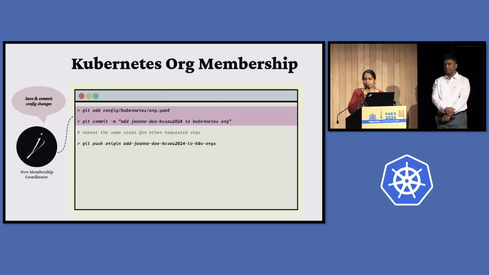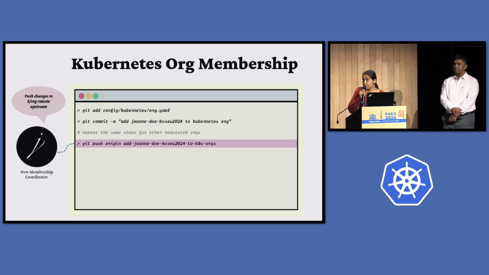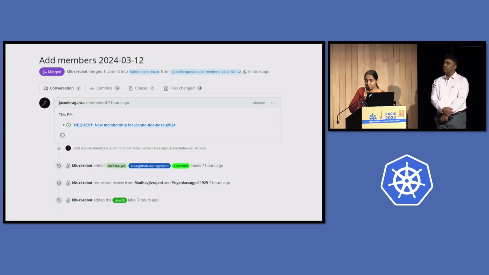Once you have made the changes, save them, add them, commit them, and repeat all the steps for the other 3 organizations that she requested access for. Once you have made all the changes, then you just push them back to the GitHub repo, and that is basically a PR. What happens when this PR is merged?